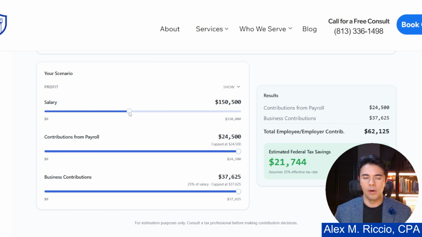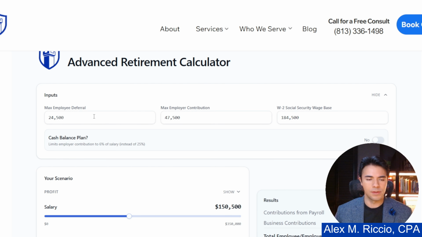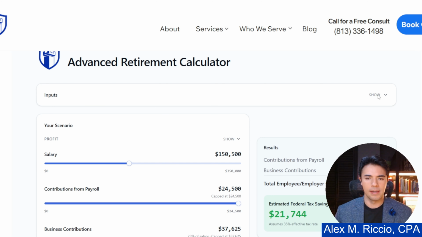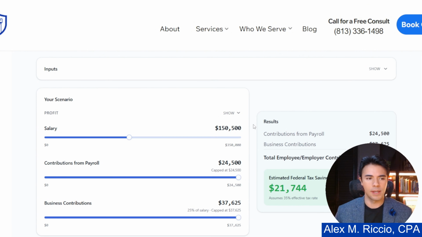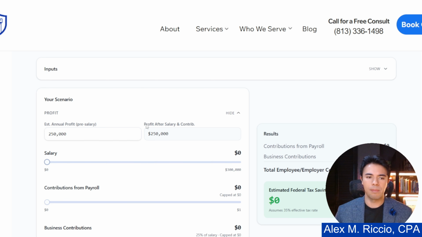So let's walk through a basic scenario. In the inputs here, this is just going to be your standard IRS maximum rates on the W2 contribution side and the business contribution side. You can play around with these inputs as needed, but those are the basic defaults for 2026. Then let's expand this here, your scenario for your profit. Let's say you're estimating a profit of 250,000 for the year. I'm going to put my salary at 0. That puts my profit before salary and contributions at 250K.